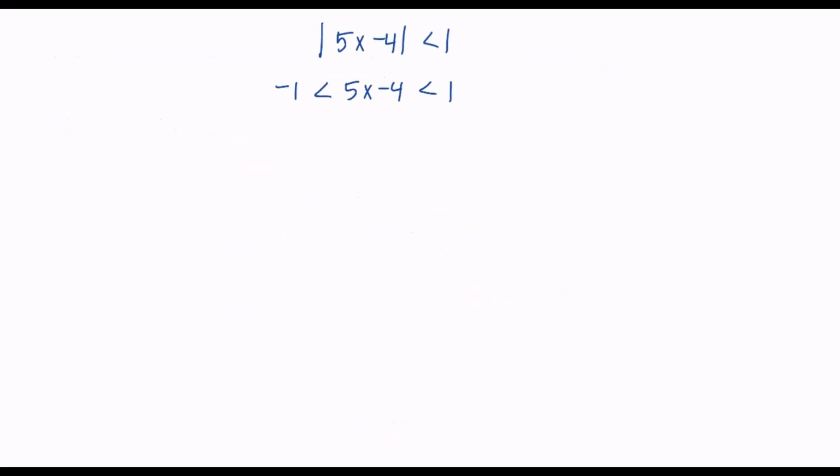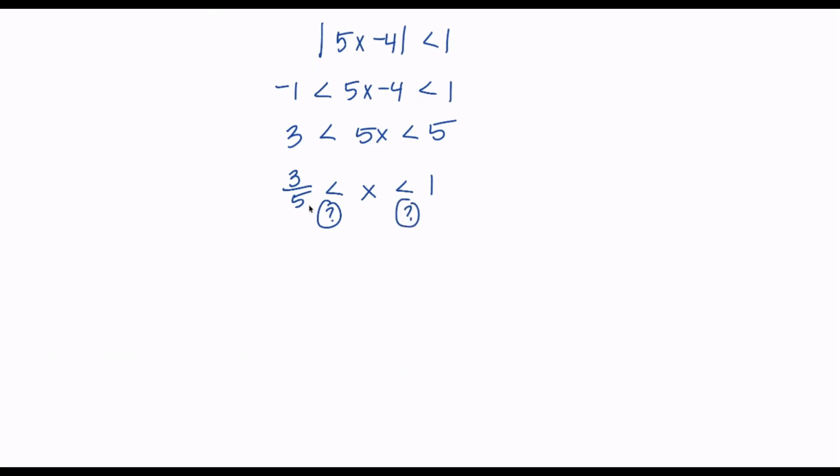And from here, we'll go ahead and add the 4 to all 3 parts. So we'll get 3 is less than 5x is less than 5. We'll divide all 3 parts by 5, so we'll get 3/5 is less than x is less than 1. So this is an incomplete interval of convergence, because at these endpoints, we would get the ratio test equals 1, and that's inconclusive. So we are questioning what's happening at each of these inequalities.